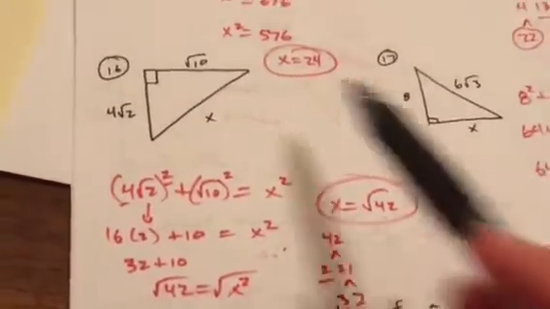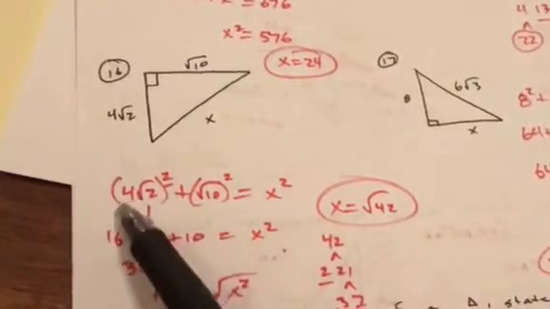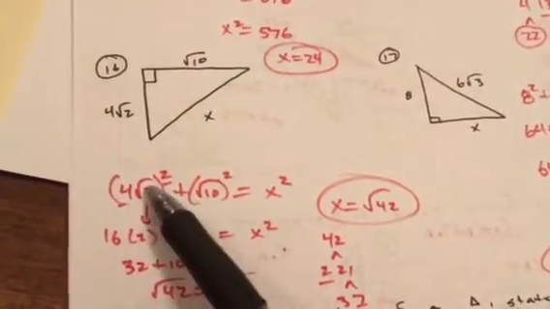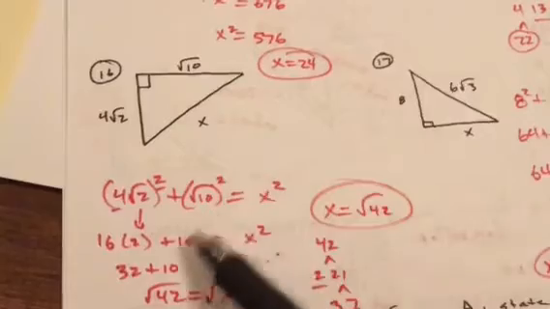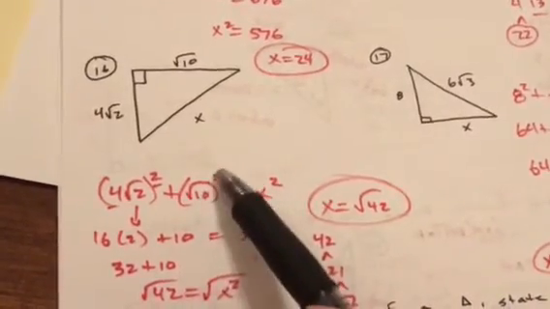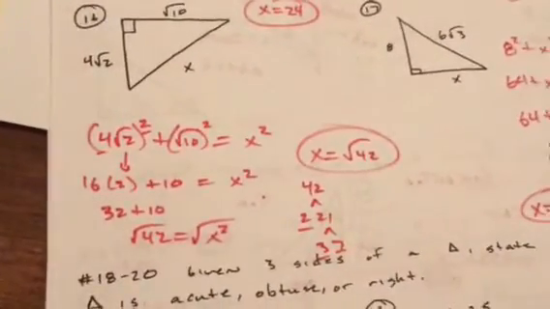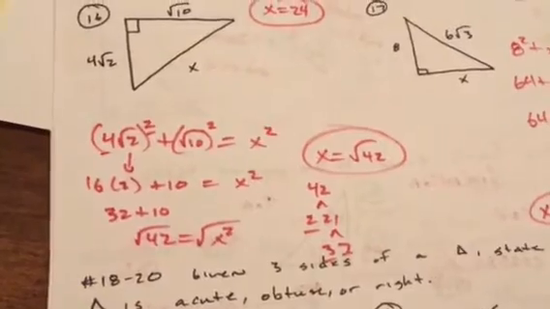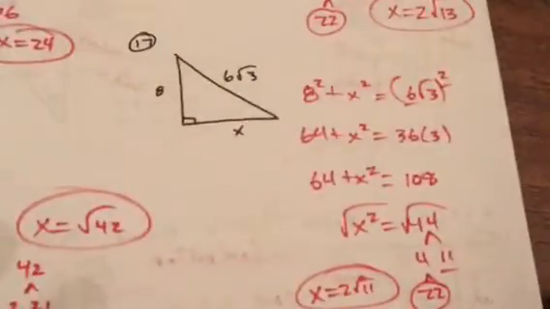On 16, when you square a square root, you take 4 and you square it, and that number inside the square root just drops on out. Take the square root of 10 squared, it's just 10. 42, guys, does not break into pairs, so it's just root 42.